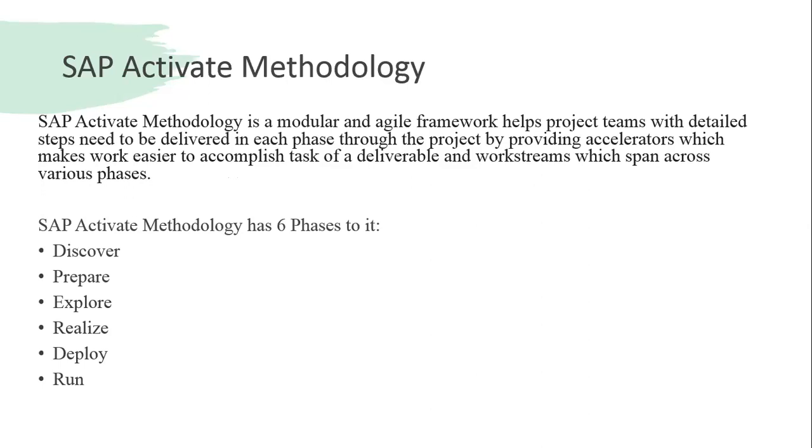SAP Activate methodology is a modular and agile framework that helps project teams with the detailed steps needed to deliver in each phase of the project, by providing accelerators, which make it easier to accomplish the tasks of a deliverable, and workstreams which span across various phases. SAP Activate methodology has six phases. So let's look at these six phases, and this will help us as we begin our journey into the configuration of SAP.